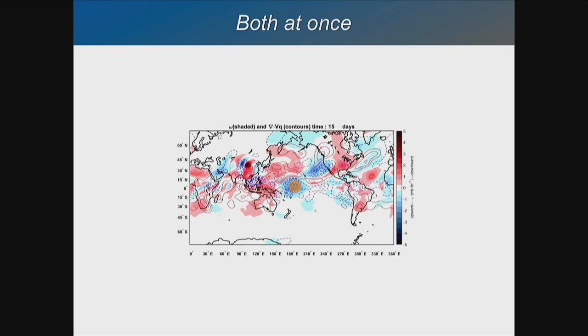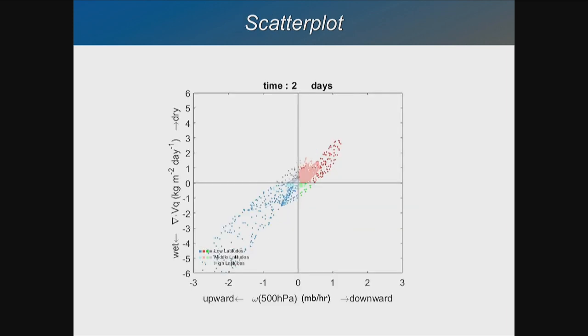Essentially, they're probably telling you the same thing. Not really, no. Look at this, this is a scatter plot of one against the other. This is omega, so downward is dry and upward is wet. And this is the humidity flux divergence, so positive is dry, negative is wet. So yes, it lines up.